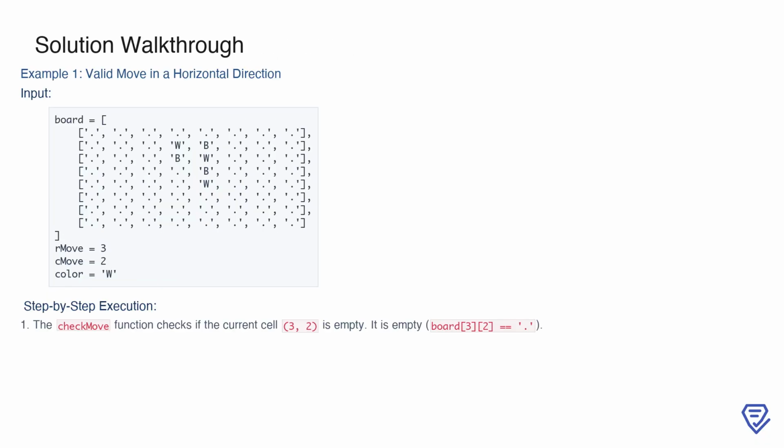To determine if the move at 3, 2 is legal, we begin by checking if the cell is currently empty. The function checkMove ensures this by verifying that board 3, 2 equals dot. In this case, the cell is indeed empty, so we can proceed to evaluate whether placing the piece here captures any opponent pieces as per the rules of the game.